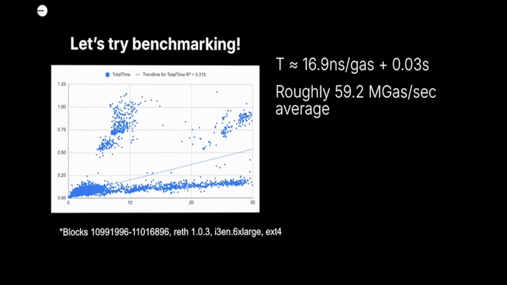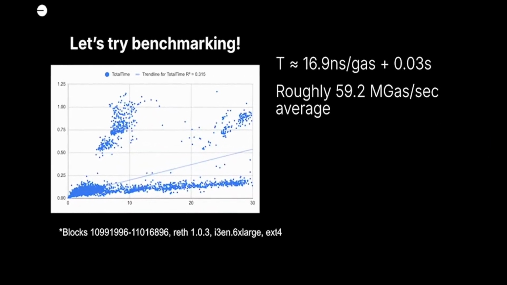Okay, so let's try. Running through these 25,000 block range on the given configuration, we can see this chart here where I took every data point, which corresponds with a single block, and charted the amount of gas in megagas on the x-axis, and the time in seconds to go through the full block execution and import process.